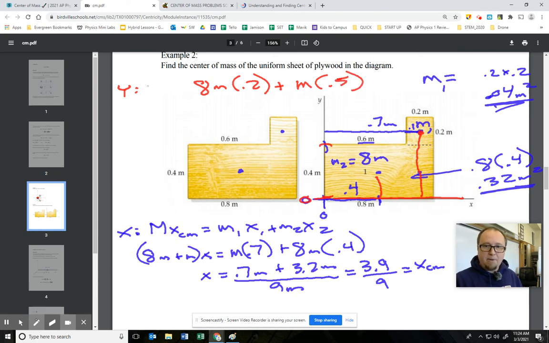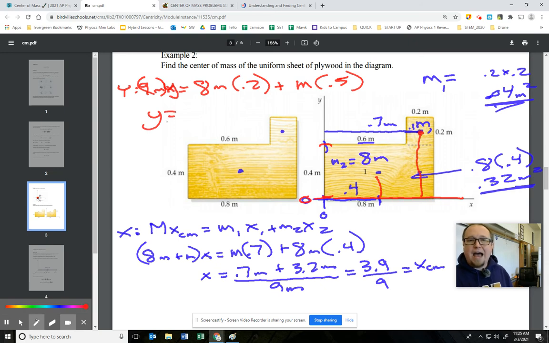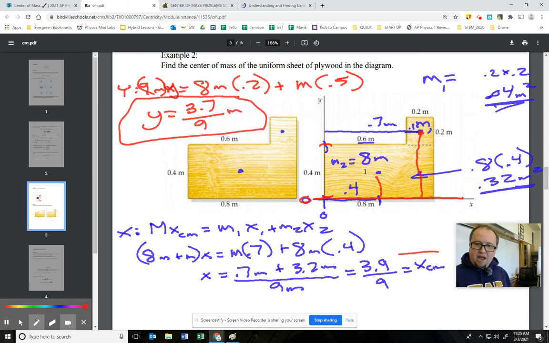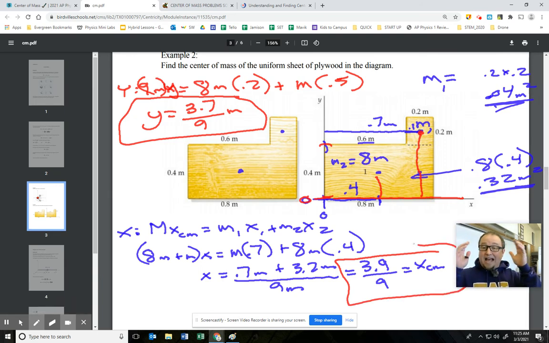So the total mass, which is 9M, times the position of the center of mass. That's a y. Let's be consistent. So 9 masses times y equals that. So you now have your y location. So it's 3.2 plus 0.5 is 3.7 over 9 meters. So your y is there. Your x is here. So you now have your x and your y position, that's your location.